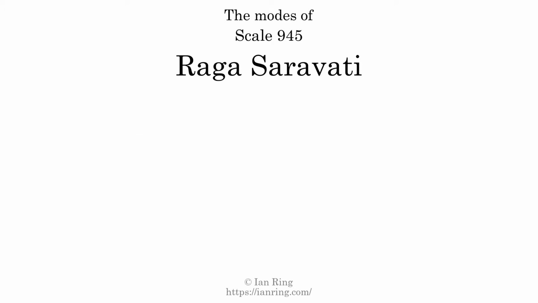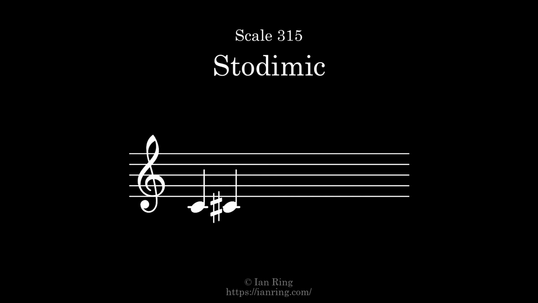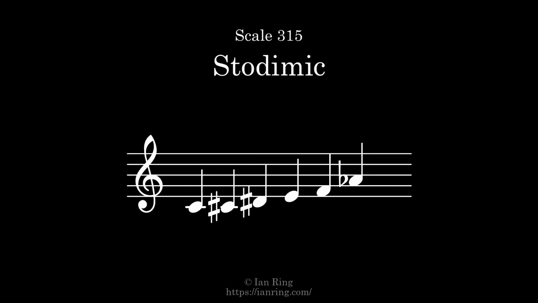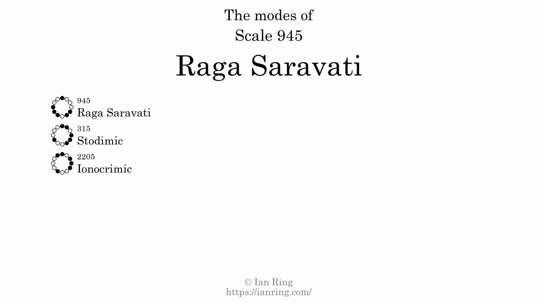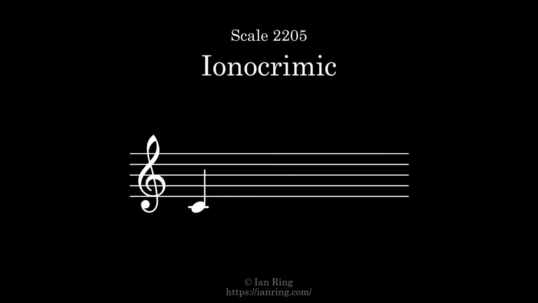This scale has 6 modes. The first mode is itself. The second mode is scale 315, also known as stymic. It sounds like this. The third mode is scale 2205, also known as anacrimic. It sounds like this.